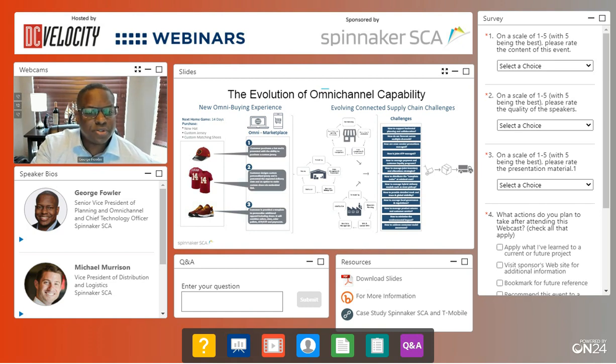How are they going to centralize that order and manage the shipment? Is it going to go out as a single order? Is it going to go out as a series of boxes that show up to your house? And then what's the cost to serve model for that?